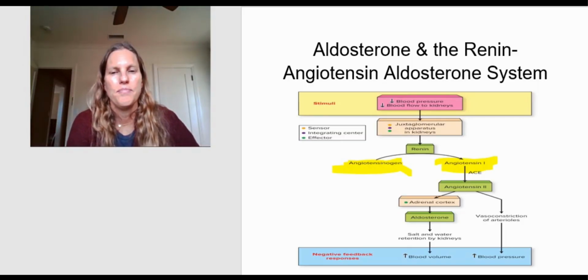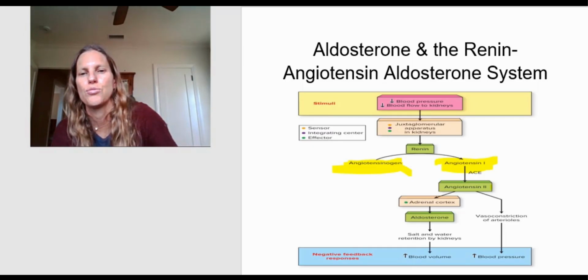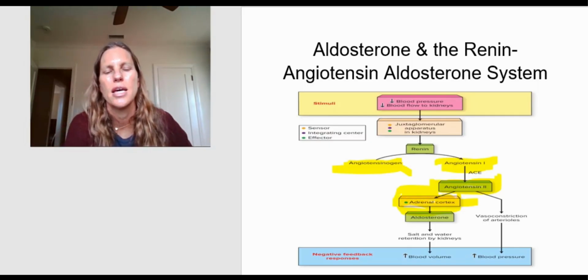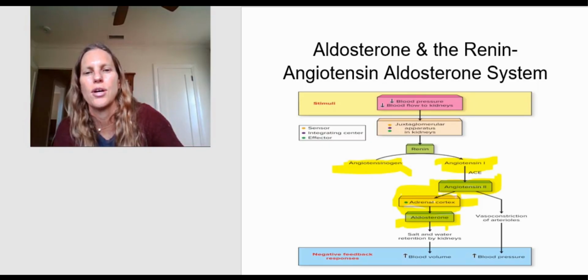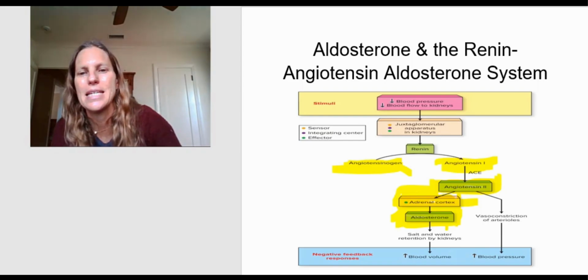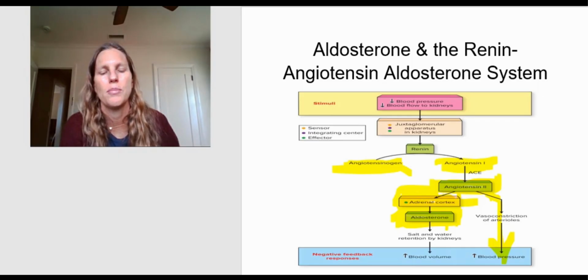Then we have another enzyme called the ACE enzyme, which stands for angiotensin converting enzyme. The ACE enzyme converts angiotensin 1 into angiotensin 2. And then angiotensin 2 binds receptors on the adrenal cortex and causes the adrenal cortex to release aldosterone. The other thing angiotensin 2 does is it's a big time vasoconstrictor. So it will increase blood pressure everywhere in the body.